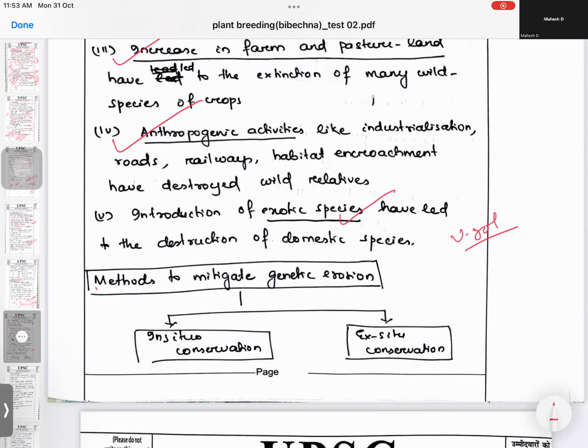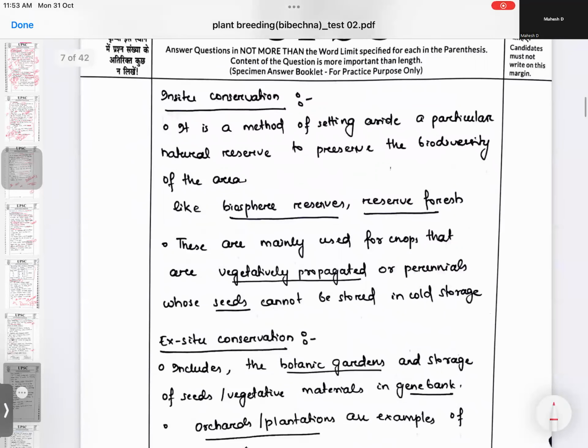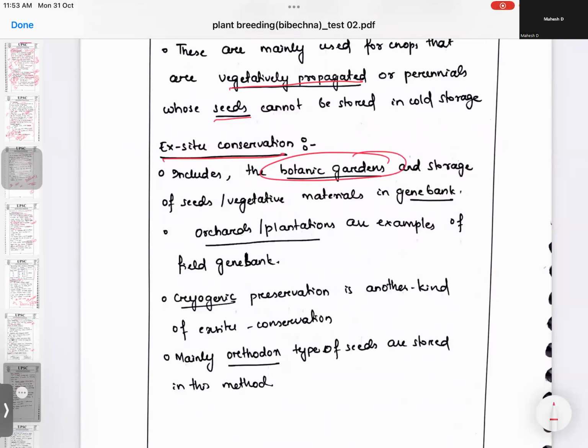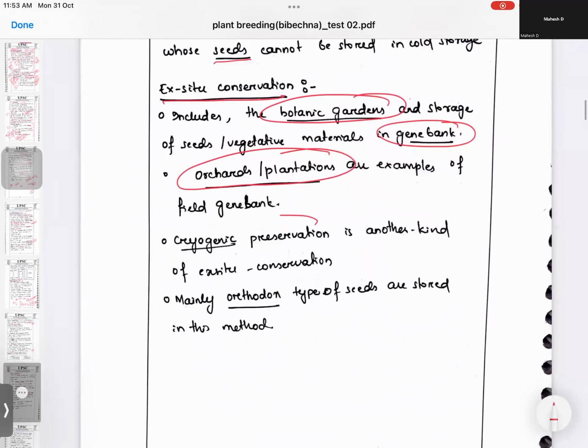Methods to mitigate genetic erosion: in situ and ex situ. In situ includes biosphere reserves, and vegetative and vegetable seeds were mainly used for in situ, along with micropropagation and aeroponics. Ex situ includes botanical gardens and storage of seeds in gene banks, orchards, plantations, cryopreservation, nuclear.